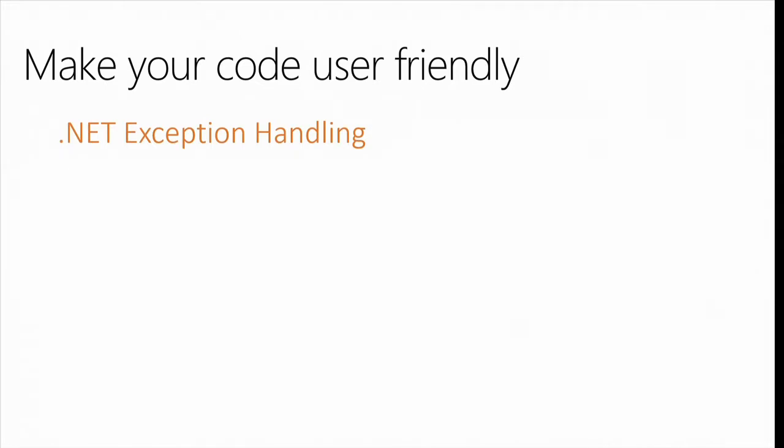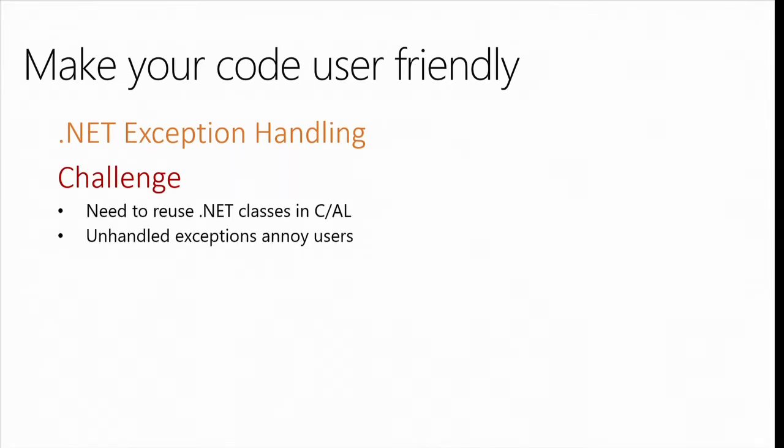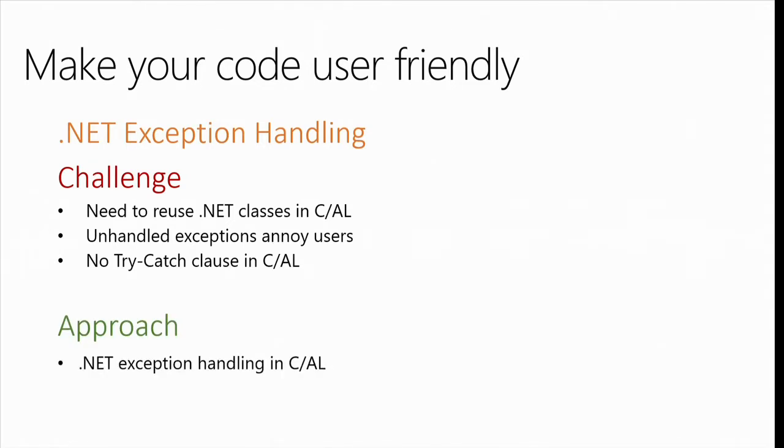We tend to use .NET classes, different .NET classes, because they offer us some features that we don't necessarily have today in CAL. But if something goes wrong with using one of the classes, we get an exception back. Exceptions are very detailed when it comes to error messages, and they're ugly and annoy users. Then we need to handle that. But we don't have the luxury of using a try-catch in CAL yet. Then how can we handle the exceptions?